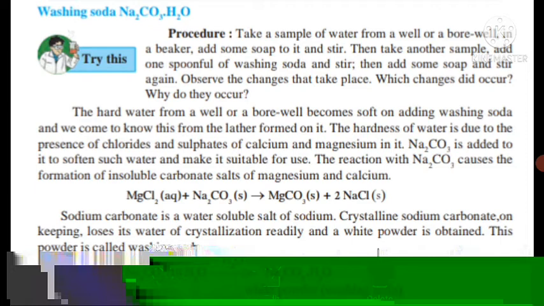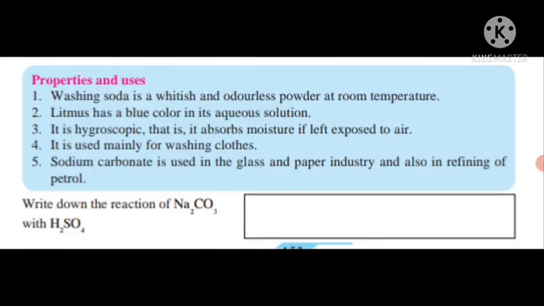Now let us study the properties and uses of washing soda. Number 1. Washing soda is a whitish and odorless powder at room temperature. Number 2. Litmus turns blue in its aqueous solution. Number 3. It is hygroscopic, that is, it absorbs moisture if left exposed to air. And number 4. It is used mainly for washing clothes. Number 5. Sodium carbonate is used in the glass and paper industry and also in the refining of petrol.